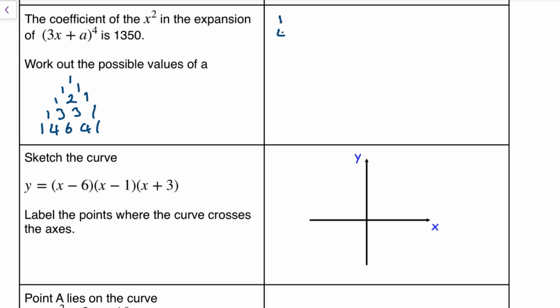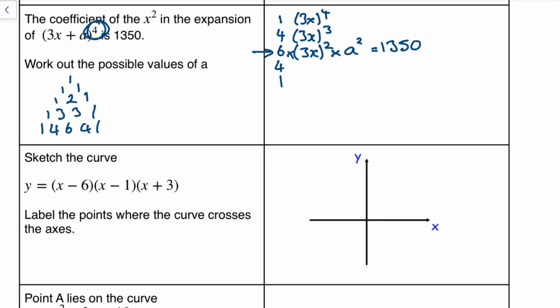So if I think about 1, 4, 6, 4, 1, and I think about if I were to do the expansion, this is going to be 3x to the power 4. I don't want that one. That's going to be 3x to the power 3. I don't want that one. And this one is going to be 3x squared, and I do want that one. So this is the line I'm going to concentrate on. So it's going to be 6, which is my coefficient of the expansion, times 3x squared times, well, if the overall power is 4, 4 minus 2 is 2, so that's going to be a squared. And if I multiply all these things together, I get 1350.